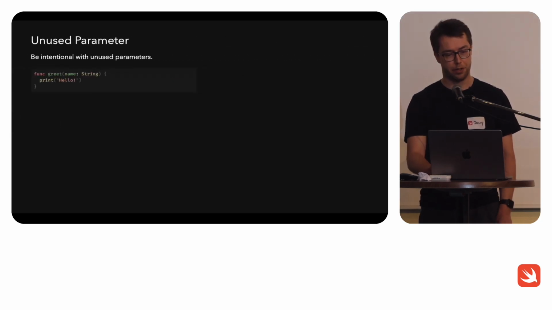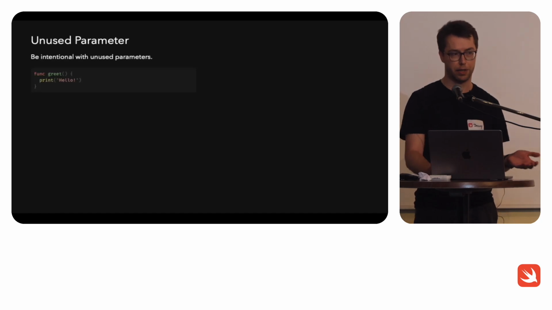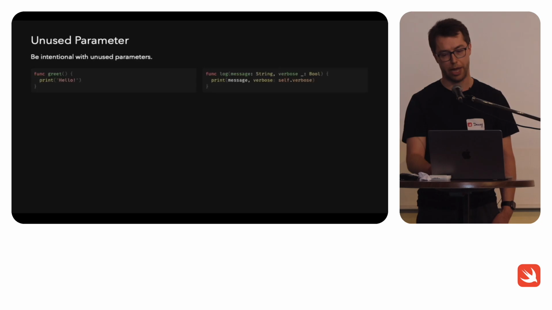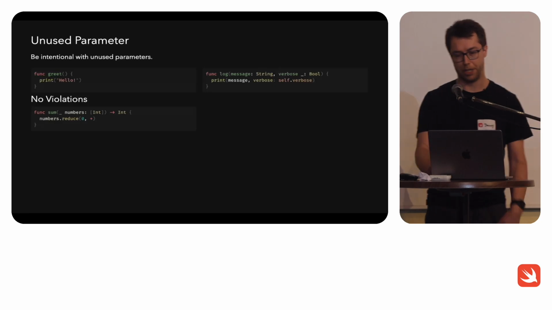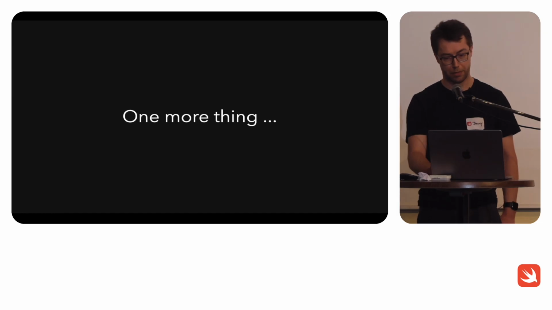Last one is unused parameter, and I like that a lot because it says that if you are not using a function parameter, then you also can just get rid of it. The compiler would tell you if this applies to local variables, but it doesn't put a warning there if it's a parameter. Or if, for example, it is in conformance, so you need to have the parameter, it suggests to add the wildcard underscore replacement character instead. And of course, no violations if we are actually using the parameter in the code.